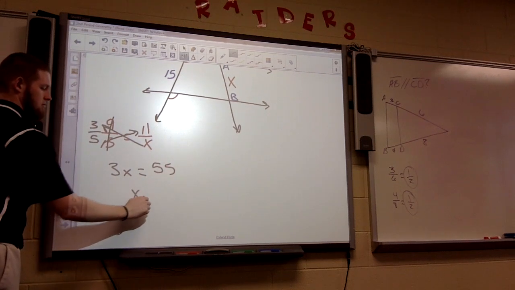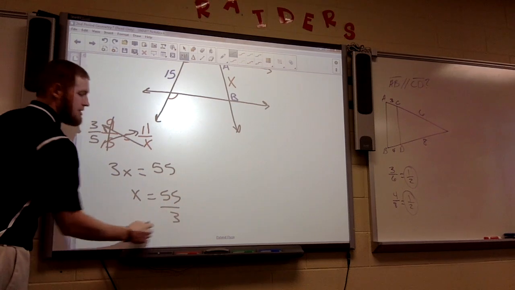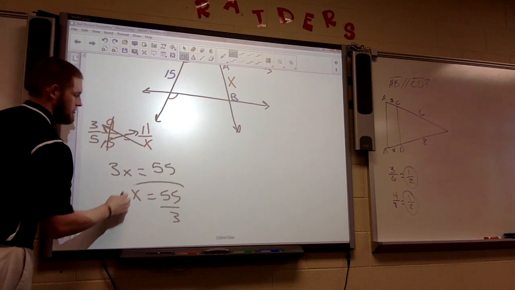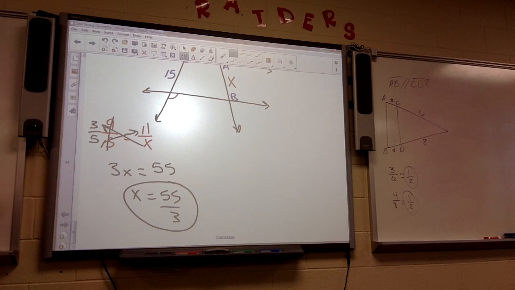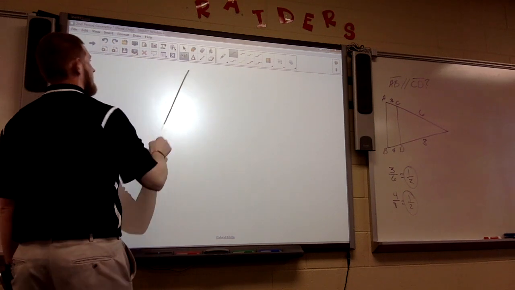What's x equal? 55 over 3. Good. Can I reduce that? Nope. There we go. Questions on that one? Okay, not bad. The hard part's recognizing when to use it. Okay. Next one.